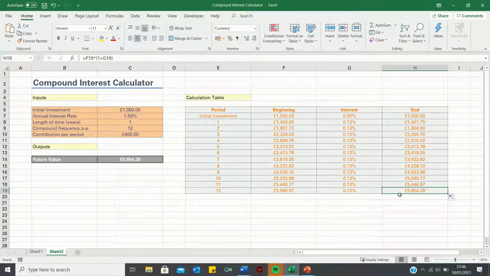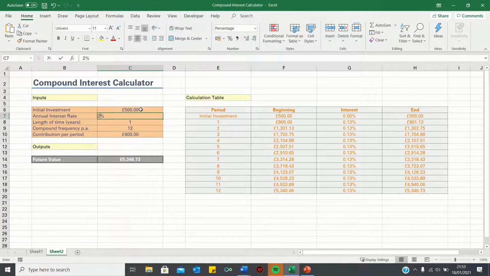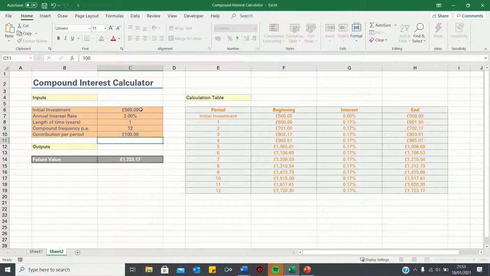As you can see, the amount at the end of month 12 is the same as the future value we calculated earlier. Now we can test whether the values still match when using different figures. So let's change the initial investments, the interest rate, and the monthly contribution. Once again, both figures match.